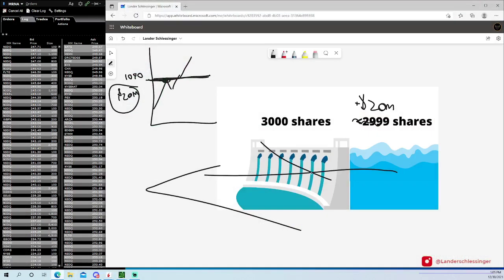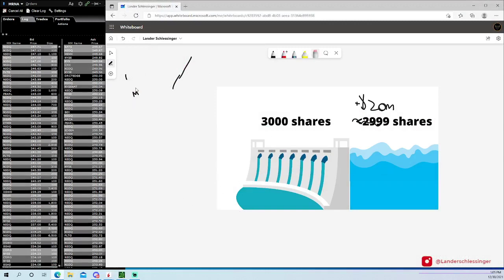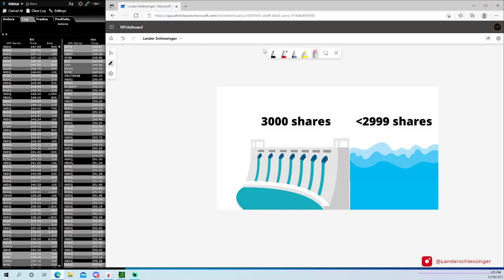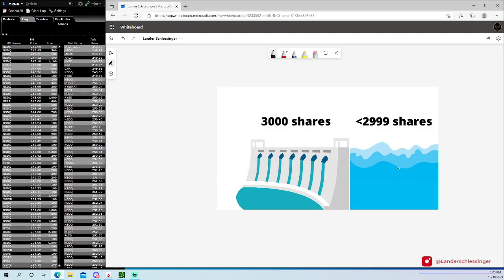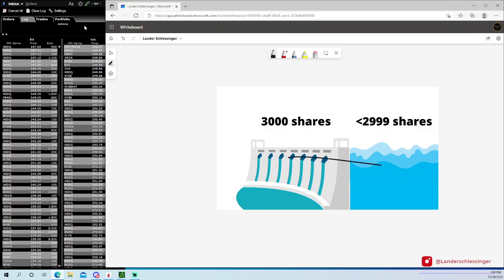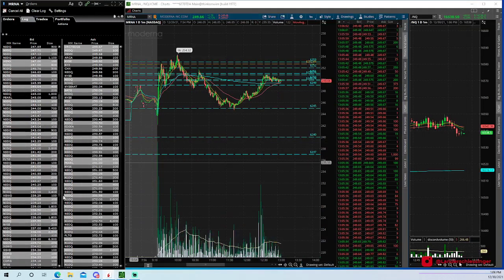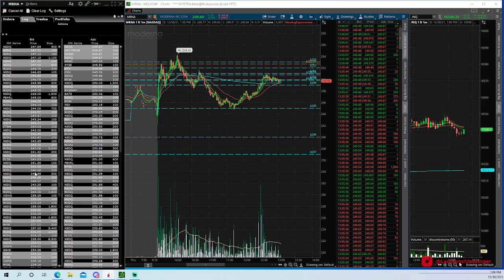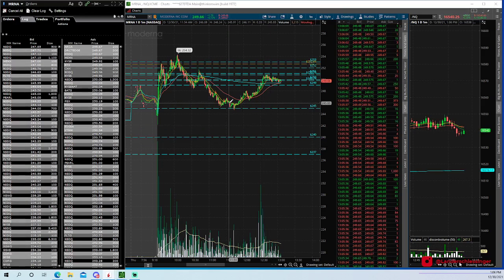Now, in today's day, there ain't really going to be dams that break from some water. But for this example, we need enough water pressure. We need that selling pressure in order to break that dam. And that's exactly how we play these momentum breaks. And this is exactly how to utilize the level 2. Bid: buyers are trying to buy here. Ask: sellers are trying to sell here.